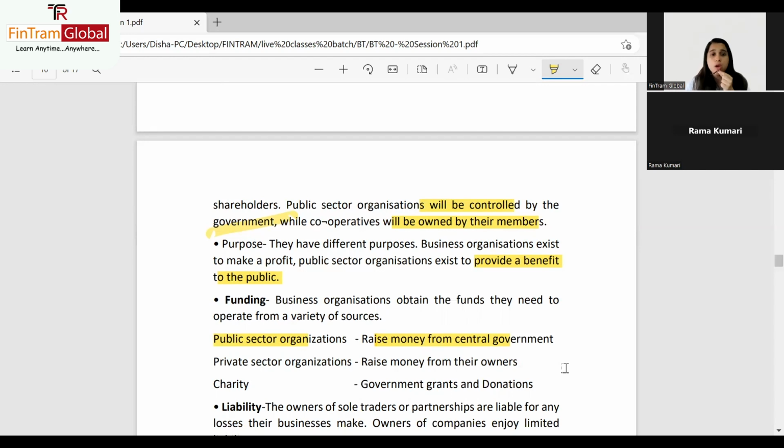Then the funding is of course going to be different. For a public sector, the money will be raised from the central government, whether from tax money, or there could also be borrowing. Government could also borrow. Private sector organizations of course raise money from their owners. And if it's a charity, how do charities get money? Either the government gives them a grant, or donations are given. Maybe the general public donates. So many people donate to various charities. So this is how their funding is done.